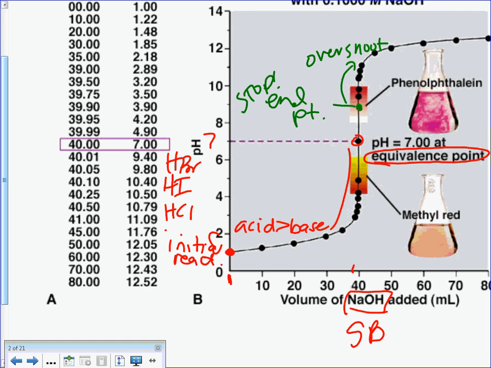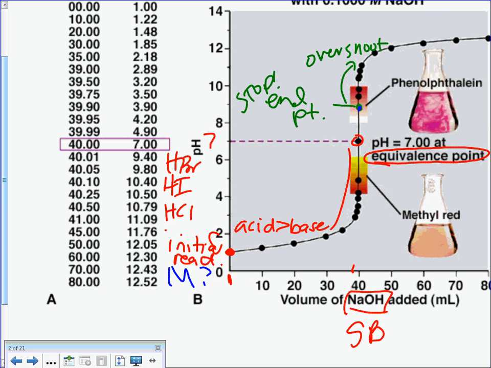So what we want to do in the lab is whenever we add base to acid like this, we're going to watch for a color change, and when we get to the color change, we stop the titration, and then we calculate from there. So the real purpose of this is, first of all, maybe it's determining what the acid is, and maybe it's actually determining the molarity of that acid.